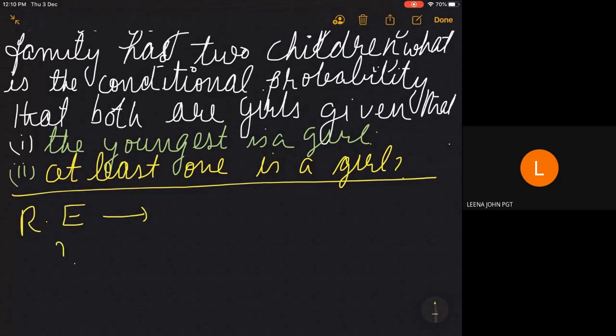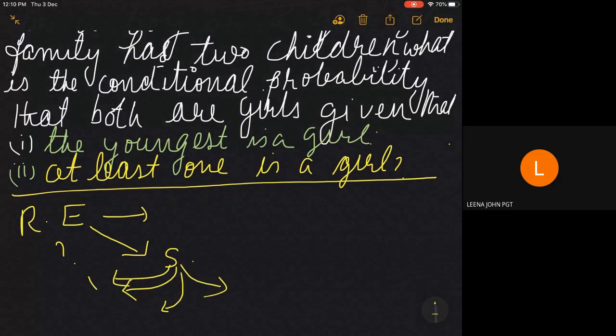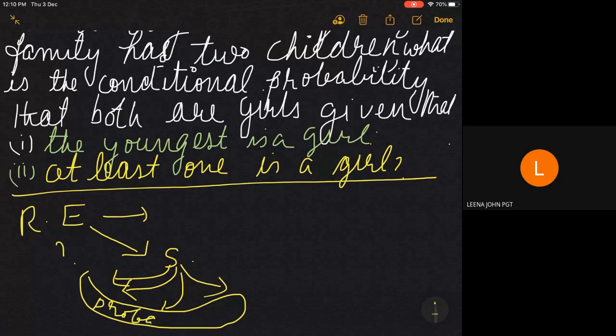And for any random experiment, there is an associated sample space. And for any sample space, we may have many events. The probability is asked for an event only. So the probability is asked for some of the events from this. Now we have to understand what a random experiment is here.